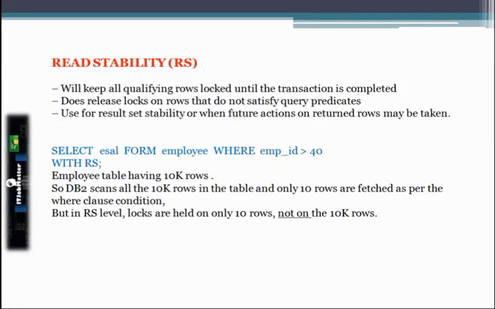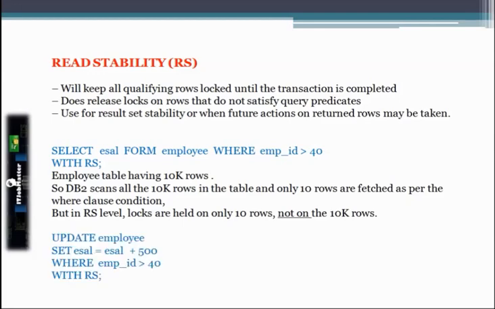The third level of isolation is read stability. Read stability keeps all qualifying rows locked until the transaction is completed. So it locks all qualifying rows, but it does release locks on all those rows which do not qualify the query predicates. When we are using read stability, no DB operations are possible on the locked result set apart from read. But under a few scenarios, some DB operations are possible if the lock is shared.